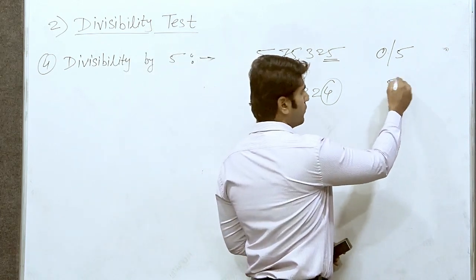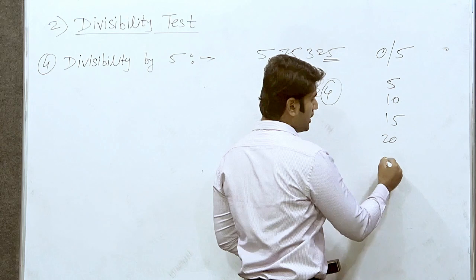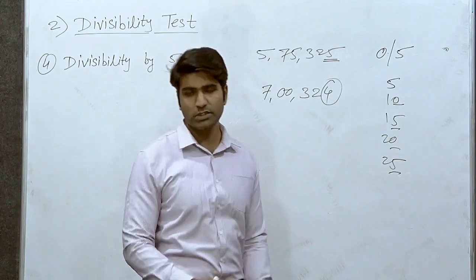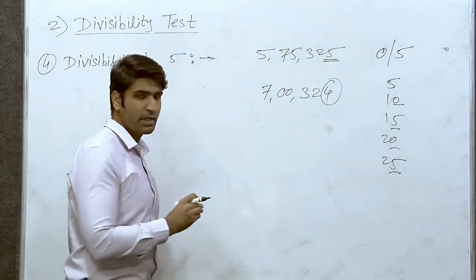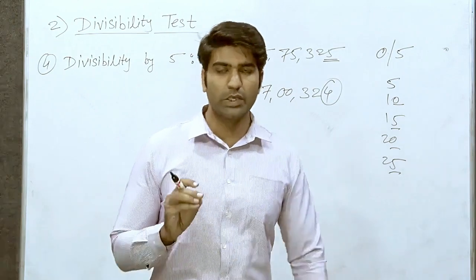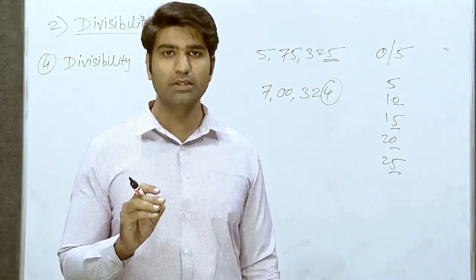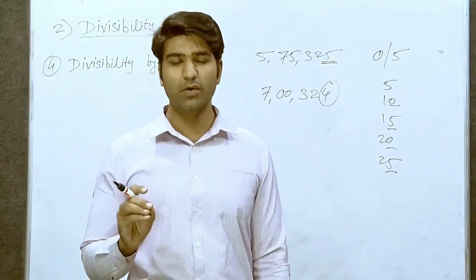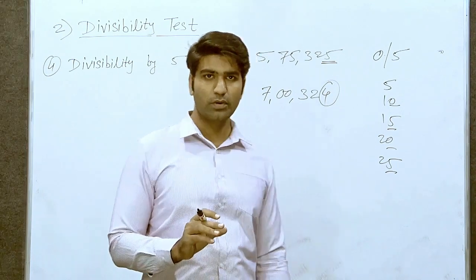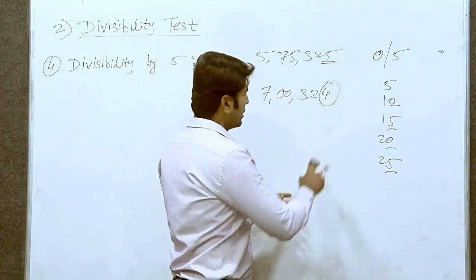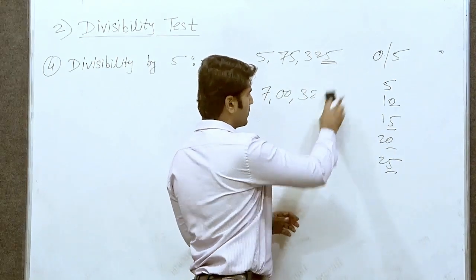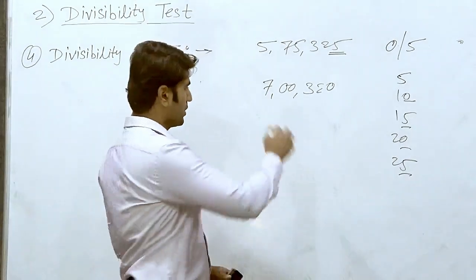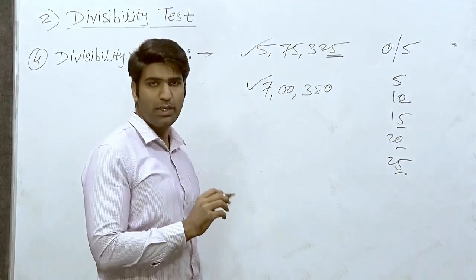You can check the table of 5: 5, 10, 15, 20, 25. So the last digit is either 0 or 5. So what is the divisibility test of 5? If the unit digit of the given number is 0 or 5, then and only then the given number is divisible by 5. There should be 0 or 5. If instead of 4 there is 0, like 20 or 320, then the given number is divisible by 5. So we have to check only the last digit.